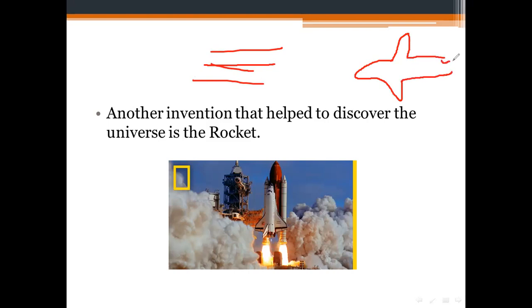This is a starfish, Miss. No, it's an airplane, and don't say anything other than that. Okay, this is an airplane.